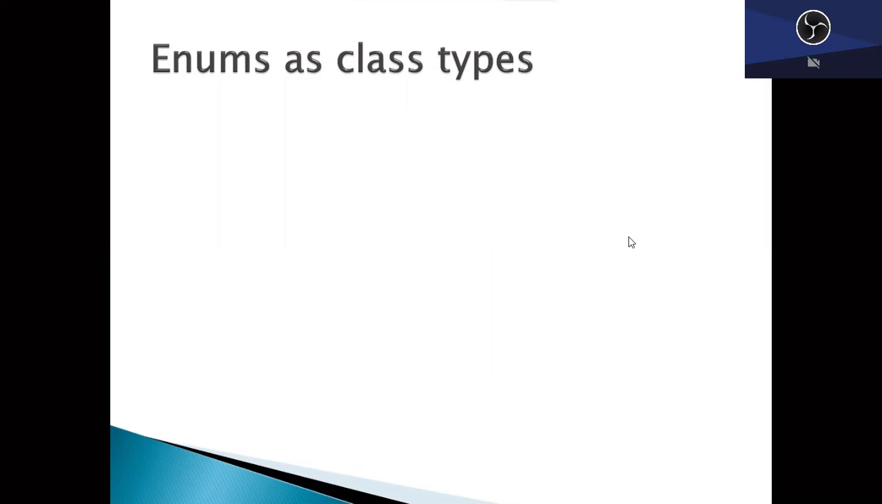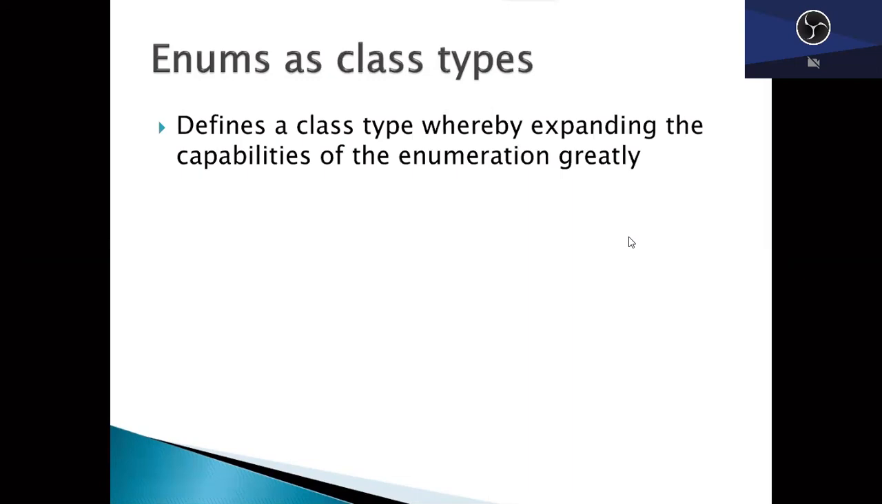Now you have seen that enumerations in Java can be used for defining a number of constants. But in Java, enumeration can do much more than that. In fact, it works in the same way as a class. So enumeration can be used as a class type, not just as a primitive data type. You can define an enumeration as a class type, which expands the capability of the enumeration greatly. Not just as a list of constants, it can do much more than this.